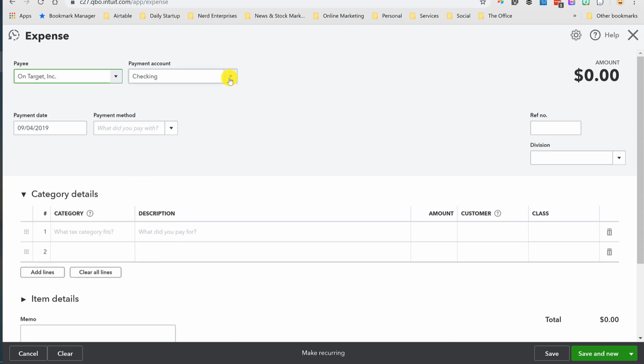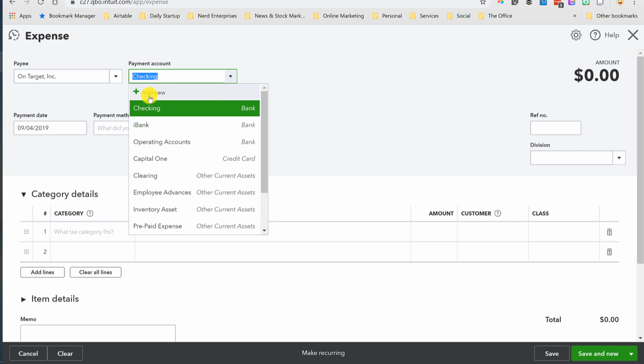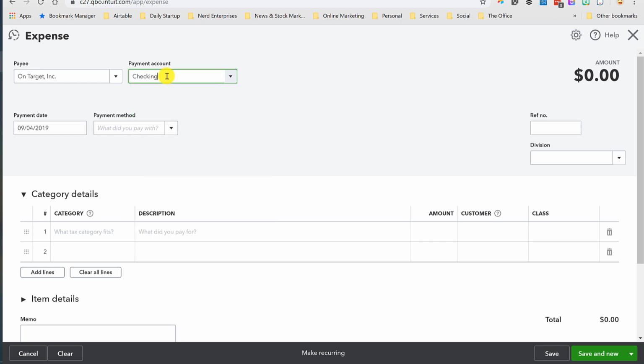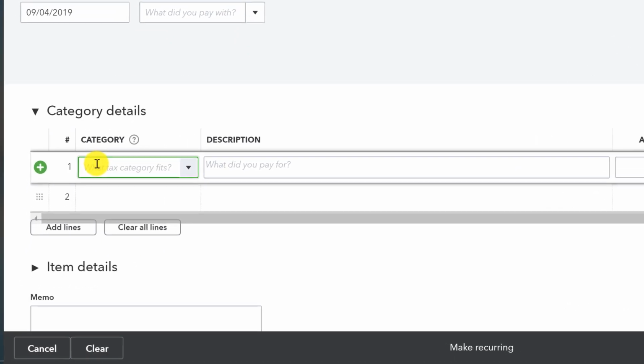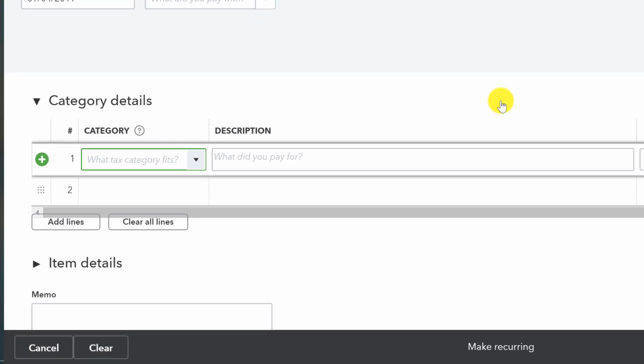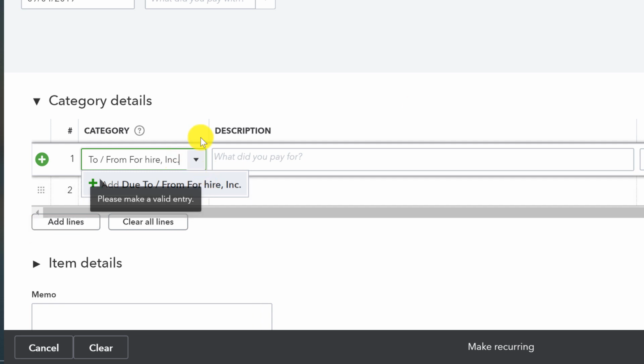That works out fine. Okay. This is coming out of the checking account for On Target Inc. And the category now is the key here, and that's going to be due to/from For Hire Inc. Okay. Sorry, due to/from On Target Inc.